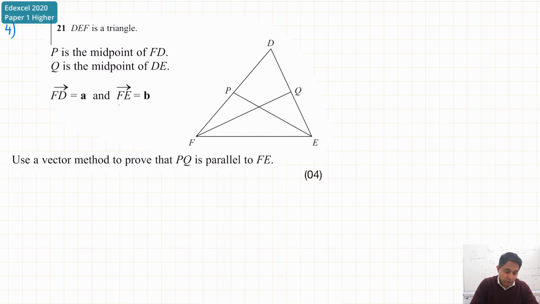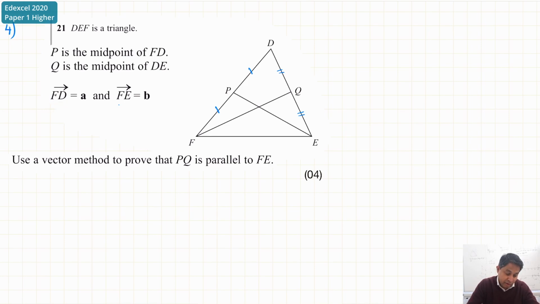Question number 4. You have a vector question here. They allocate 4 marks for this. You have triangle DEF. They say that P is the midpoint of FD. Therefore, FP length equal to PD length. And Q is the midpoint of DE. Therefore, DQ length equal to QE length.